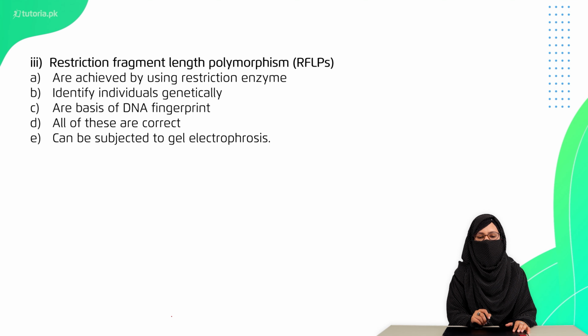Third, the restriction fragment length polymorphisms, RFLPs. Option A, are achieved by using restriction enzymes. Option B, identify individual genetically. Option C, are basis of DNA fingerprints. Option D, all of these are correct. Option C, can be subjected to gel electrophoresis. The right option is option E, can be subjected to gel electrophoresis.